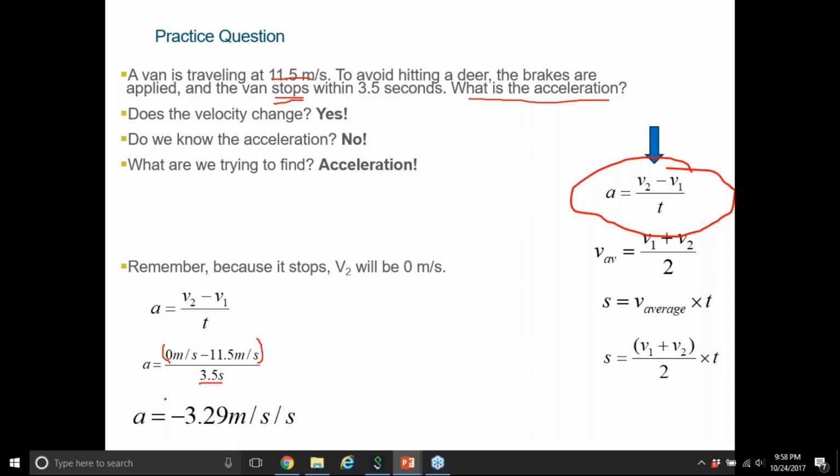So why do we get a negative number? It makes sense because it's slowing down. Acceleration, if it's speeding up, is positive. Acceleration, if it's slowing down or decelerating, is negative.